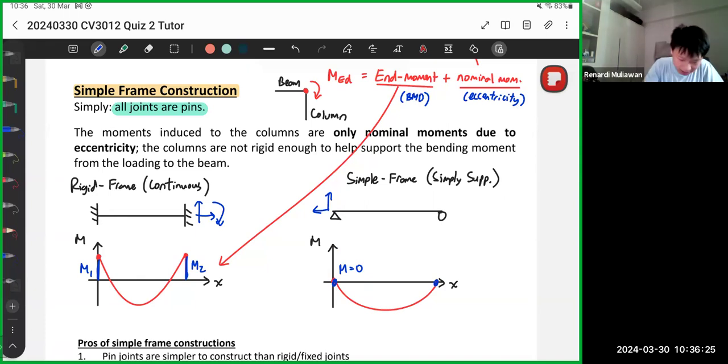Then what's next? I think. Wait, I forgot what I want to say. Wait, simple frame constructions, beam column. Oh yeah, oh yeah.